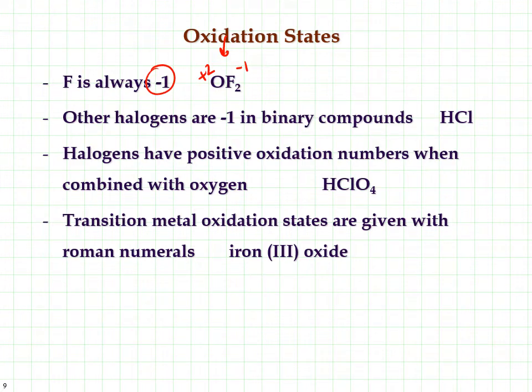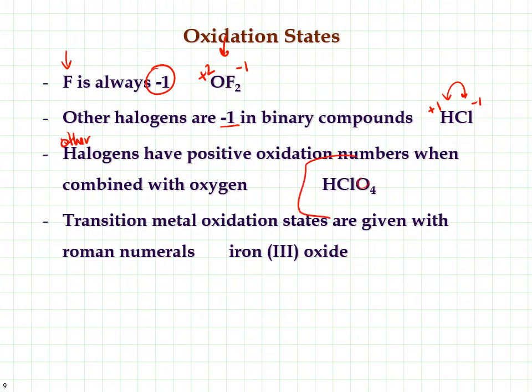All the other halogens will be a -1 in binary compounds, so H plus Cl, that chlorine will be a -1, hydrogen's a +1. But if I add halogens to oxygen, with the exception of fluorine, fluorine is always -1, other halogens, not fluorine, will be positive if I put them with oxygen. What madness! So I'm looking at this guy, HClO4.